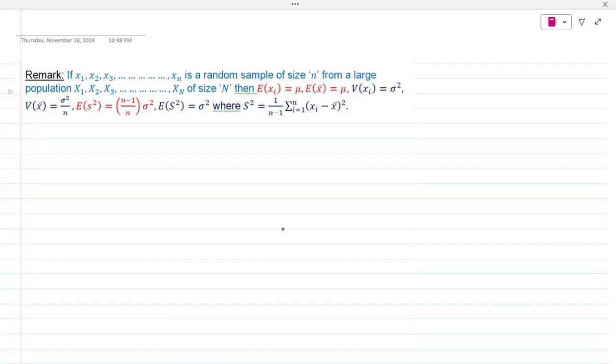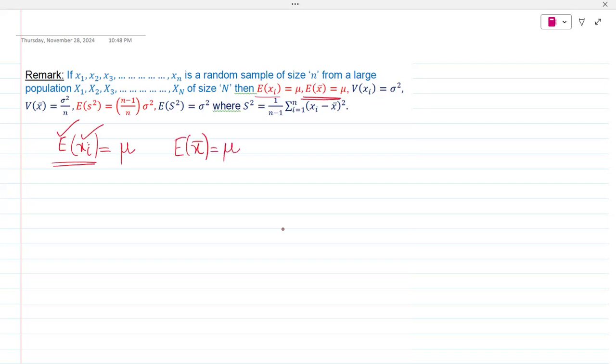So these results are very important. They are the building blocks of this whole chapter on estimation. First, the expected value of xi, the ith sample observation, is equal to the population mean. The expected value of the sample mean is also equal to the population mean.